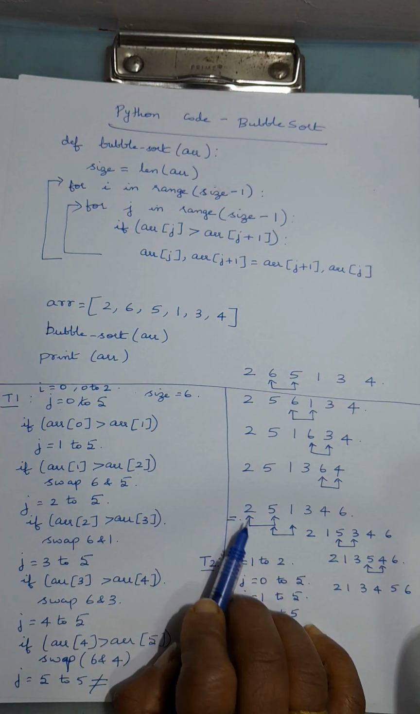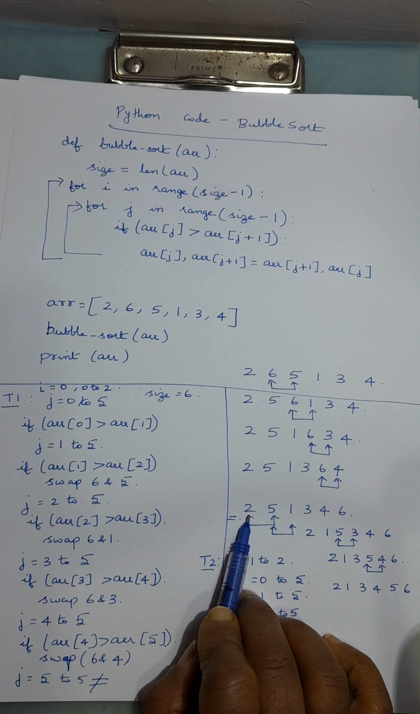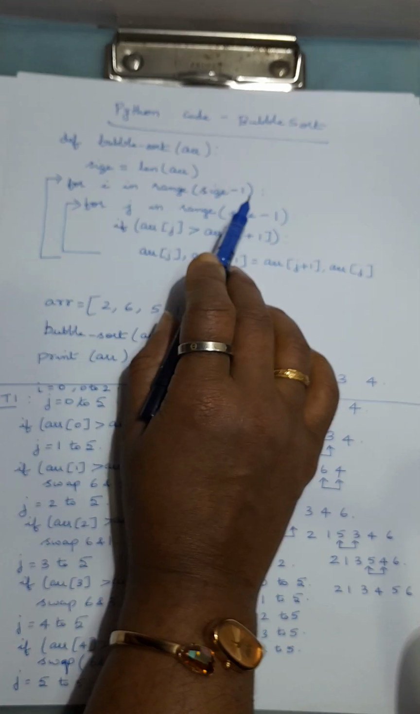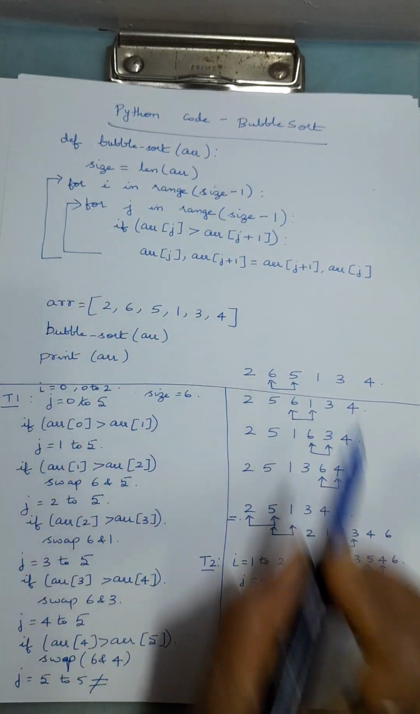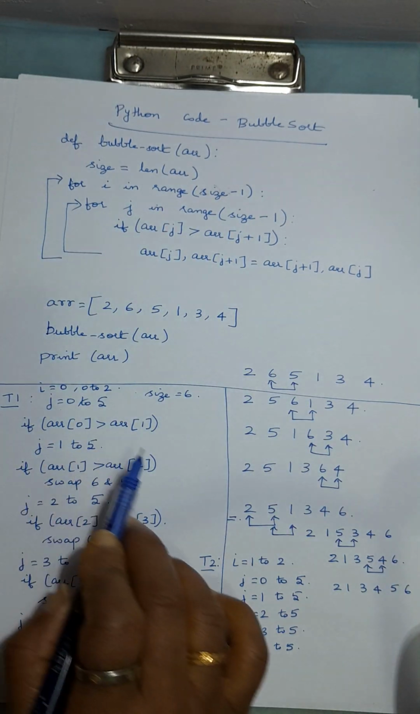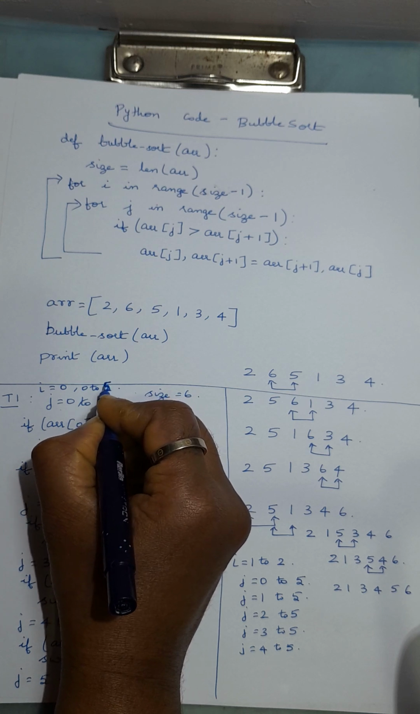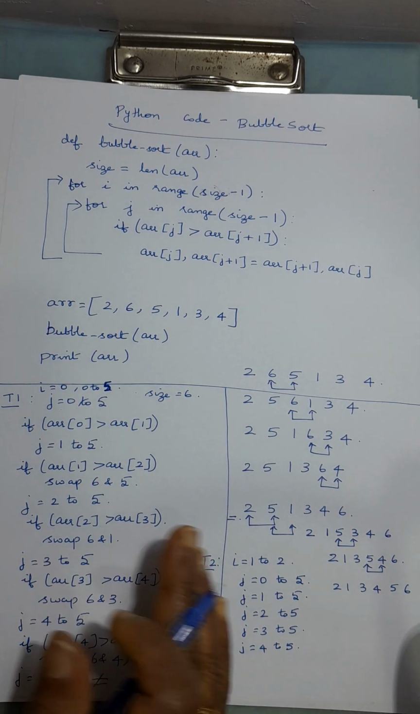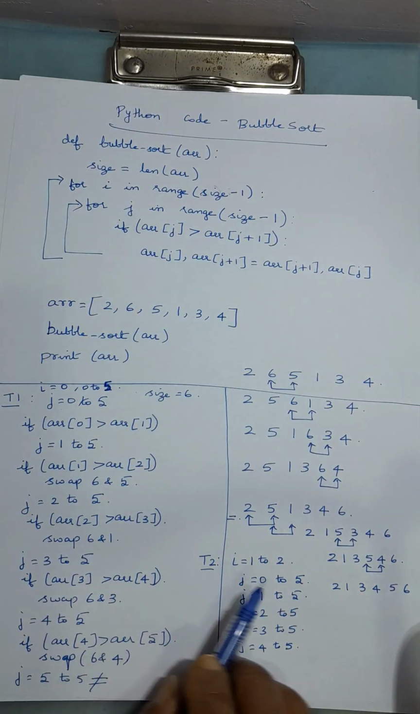Correct? So till here, size minus 1, which means till the first index value I have to add. That's why we give size minus 1. You understood? Then fine. So after this one, when you do size minus 1, how many times will we be doing here? For I 0 to 5, the value will be changed to 5. So for the remaining 5 numbers, we have to perform the same sorting technique.